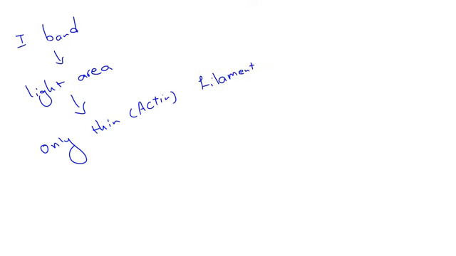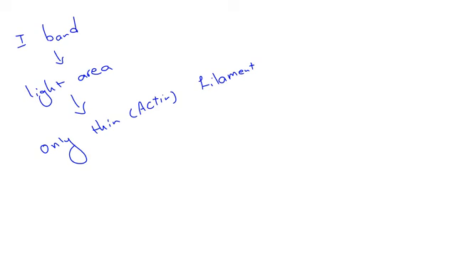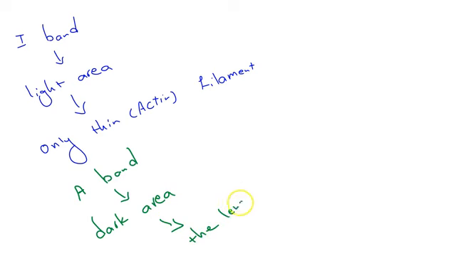Okay, let's get back to our image. Here, then we talked about the A band or the dark area, which is composed of the myosin filament. That would be the length of the myosin filament. So our A band, which would be our dark band or dark area under microscope, is the length of the myosin or thick filament.